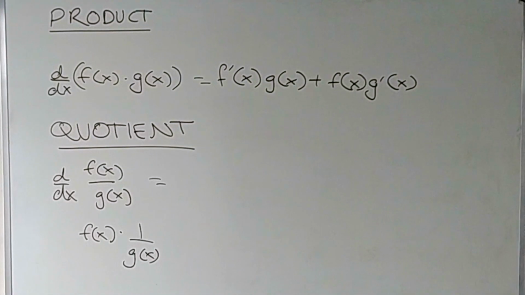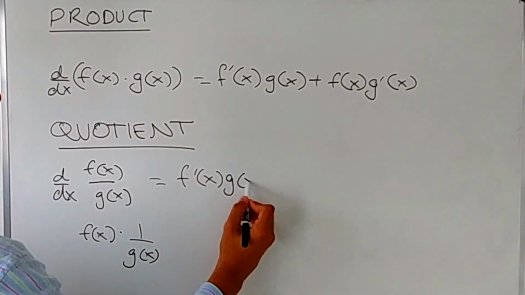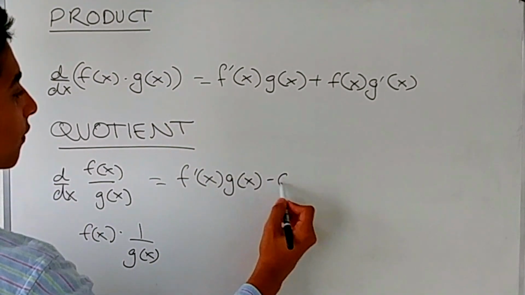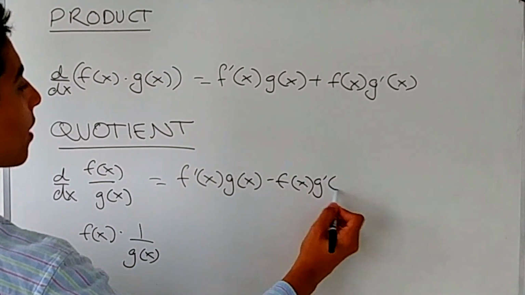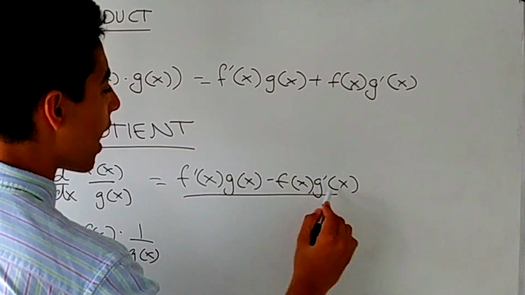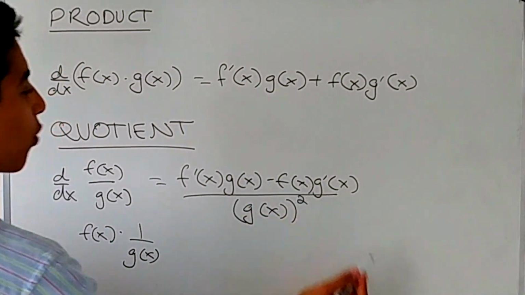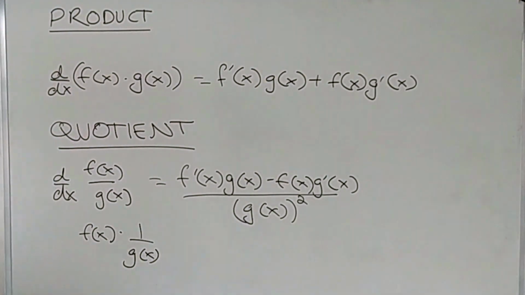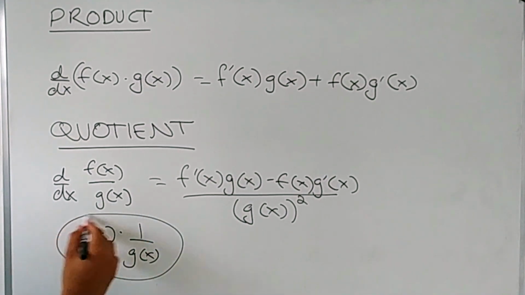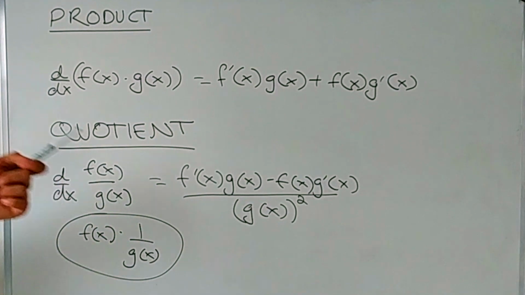But in essence, what it's going to equal is f prime of x multiplied by g of x minus f of x times g prime of x. This is very similar to this except for the minus. But here's where things get weird. Divided by g of x squared. I know it's a bit weird, but if you actually evaluate this over here using the product rule, you will get exactly this. And this is just a simple way to write it down.